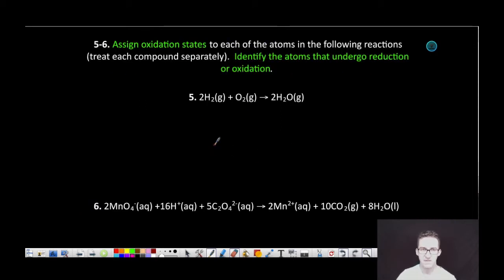Boom! All right, and our final set of problems for the day, number 5 and 6, we're asked to assign oxidation states to each of the atoms in the following reactions, and then identify the atoms that undergo reduction or oxidation. So as we take a look at question number 5, element, bam, oxidation state is 0. Element, bam, oxidation state is 0.